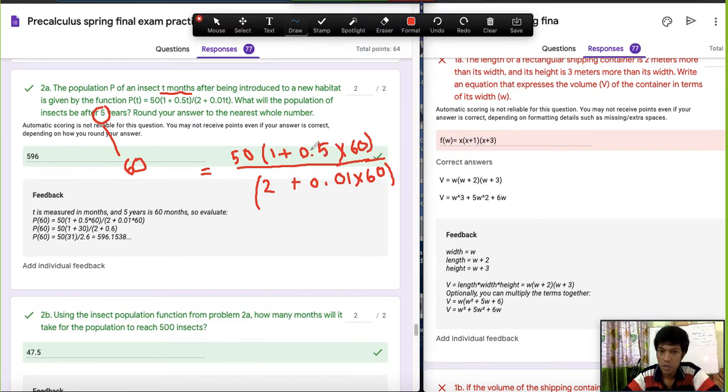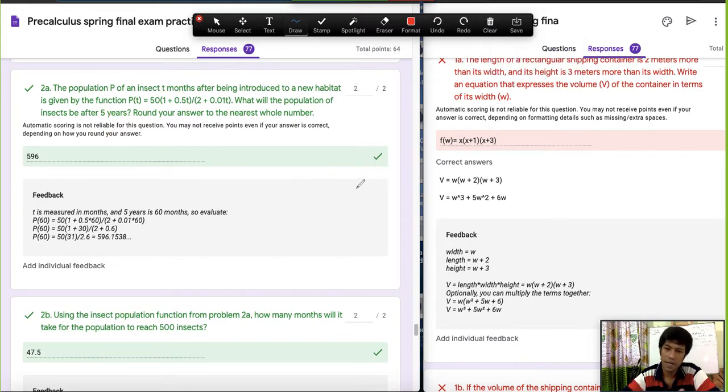So 1 plus 30 equals what? 31. So 31 into 50, and this is 2 plus 0.6, which means 2.6. So this is 50 into 31 divided by 2.6. The answer will come. In other words, you can improvise your calculation in any way and you will get that solution.